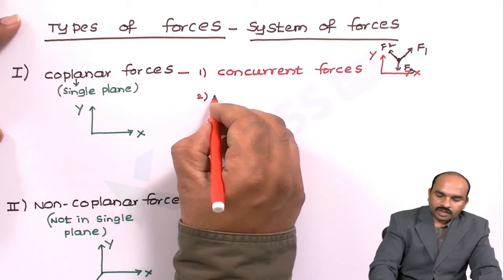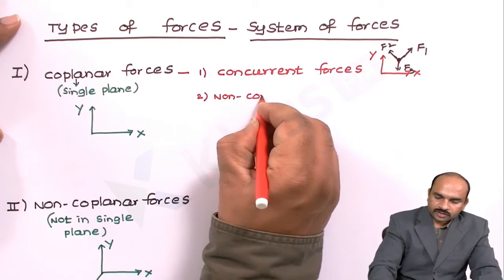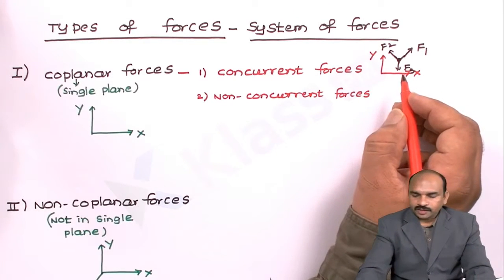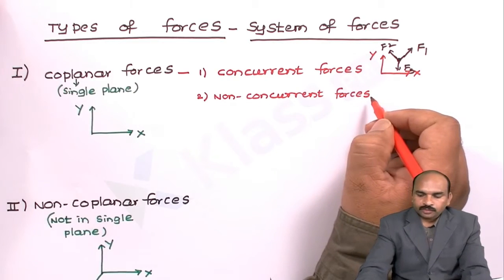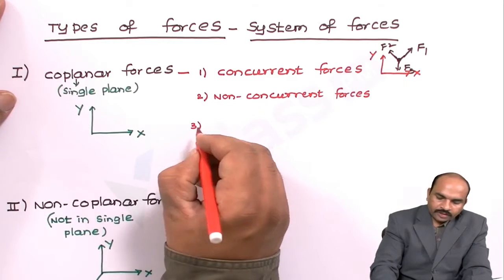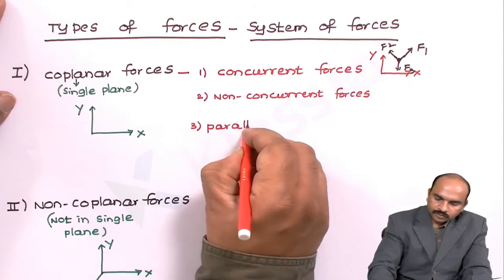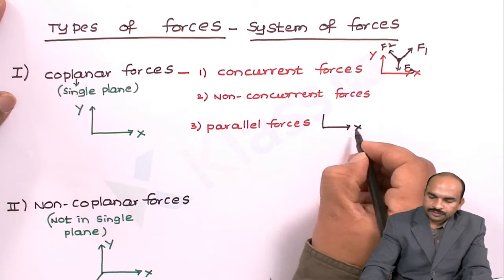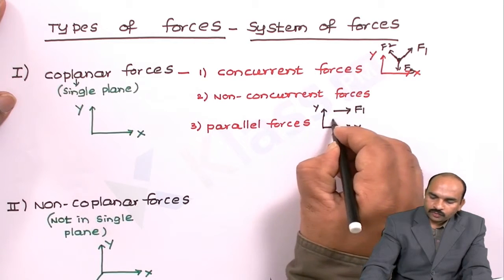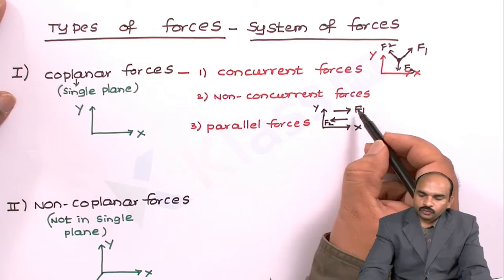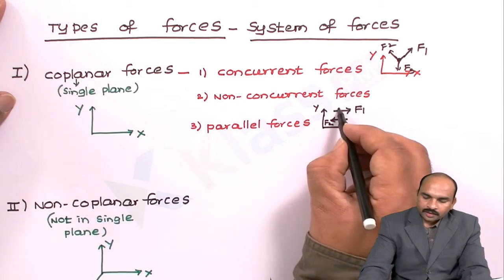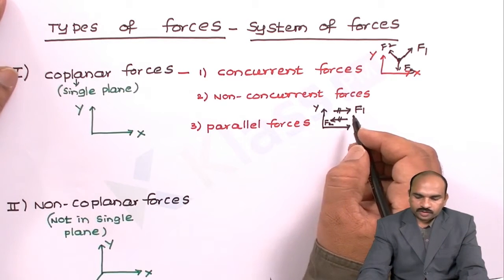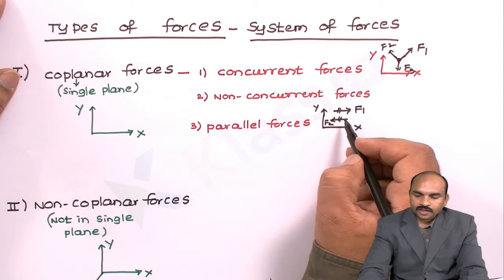Number two, coplanar non-concurrent forces. It means the forces are in the same plane, but they are not meeting at a common point, then we say non-concurrent forces. Then the third one is parallel forces, meaning coplanar parallel forces. There is a force F1 and another force F2. They are in the same plane, and at the same time they are parallel to each other. These are called coplanar parallel forces. If they are not parallel to each other, then we say non-parallel forces.